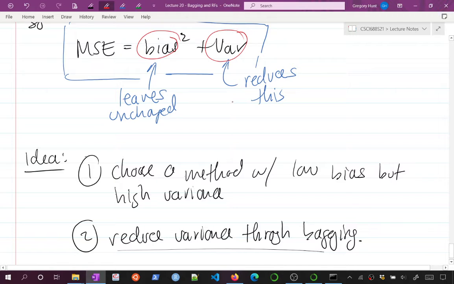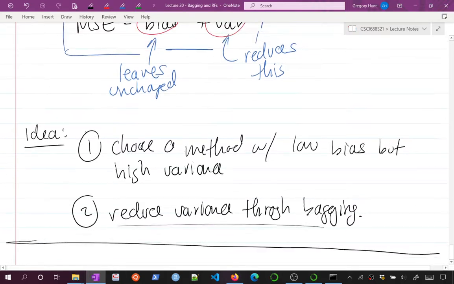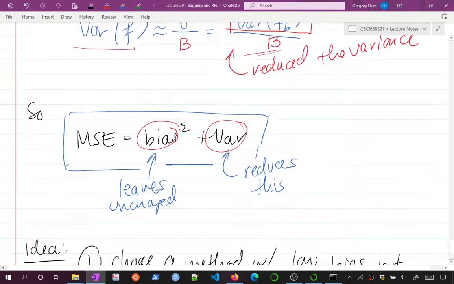And so then we are going to end up with a method with not only a low bias, but also a low variance. And we basically cheated. We've gotten our cake and eaten it too, because we have cheated the bias variance trade-off by averaging things together. We get both low bias and low variance. So we need a method that has a low bias but eventually high variance, and then we're going to bag it together in a clever way to reduce that variance.